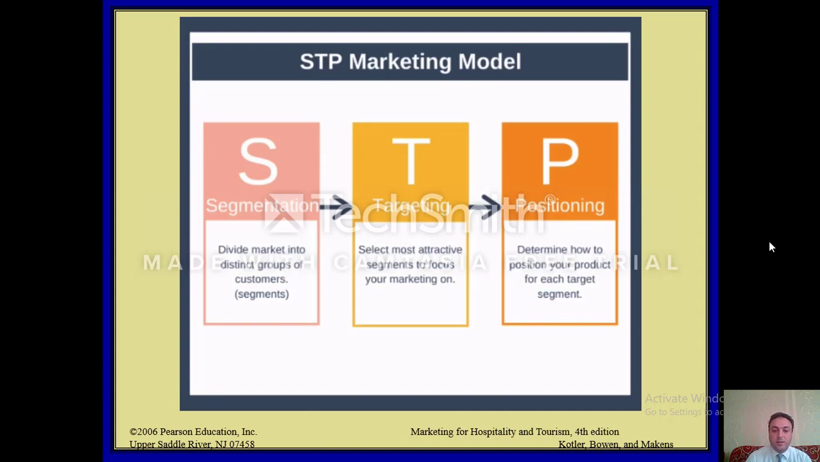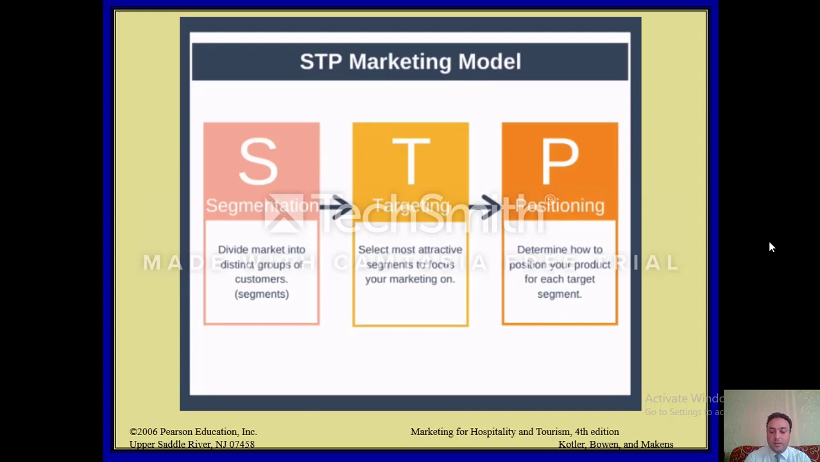Targeting means selecting the most attractive segment. So if the market is divided into 10 segments, for example, you have to target about 4 or 5 segments, which are the most attractive segments, to focus your marketing on them. And then positioning means that after you select the attractive segments, you determine how to position your product for each target segment, or for each selected segment of these segments in the market.